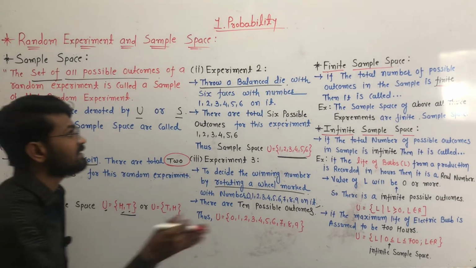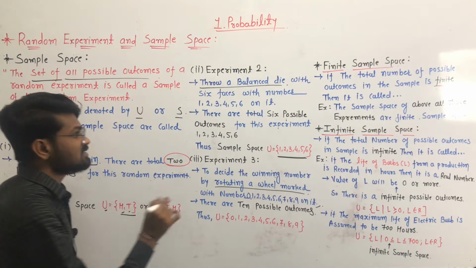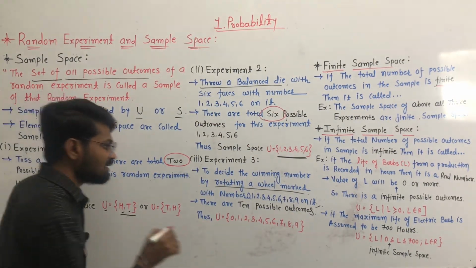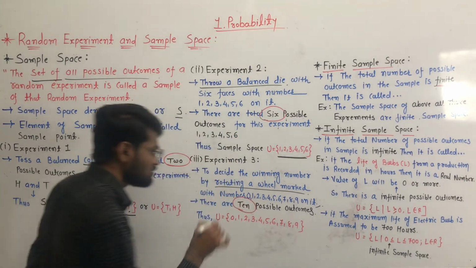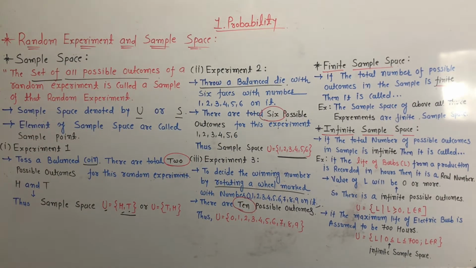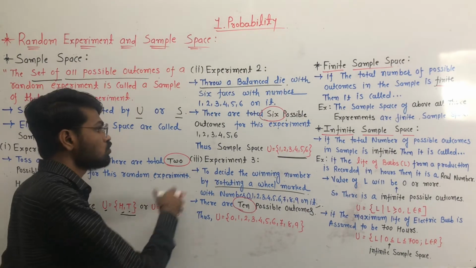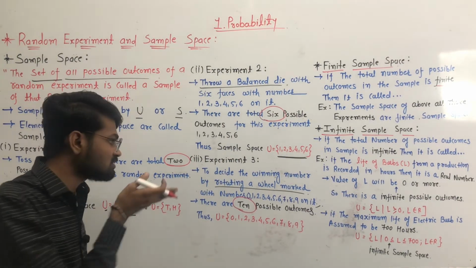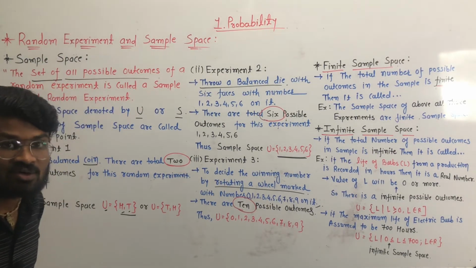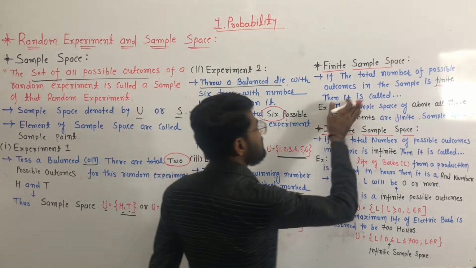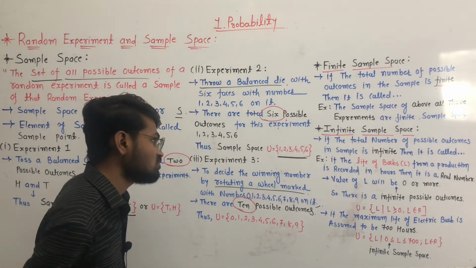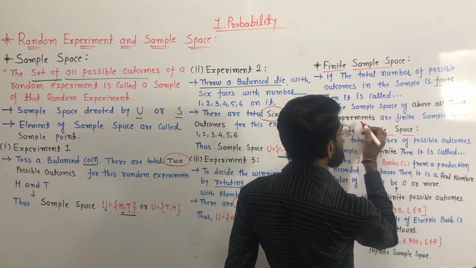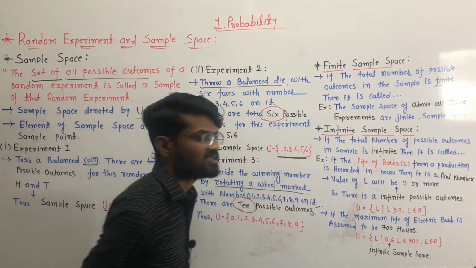Yes, and in experiment 2 there are 6 possible outcomes. And in experiment 3 there are 10 possible outcomes. Here we can count the possible outcomes: 2, 6 or 10. Clear? So this is a finite number, so it is called a finite sample space. The sample space of all 3 experiments above is called a finite sample space.